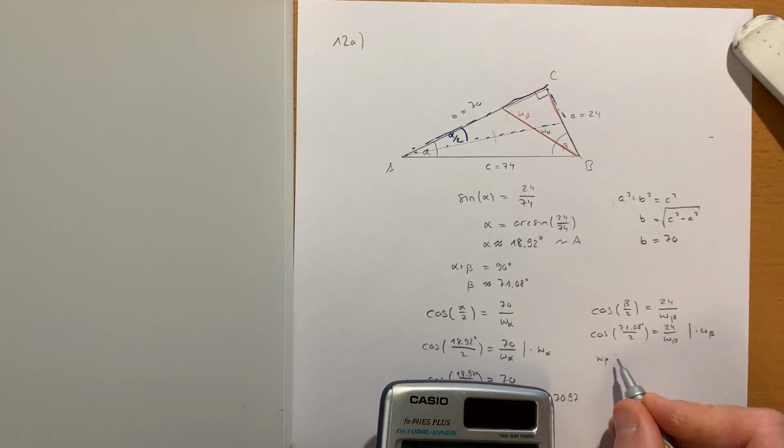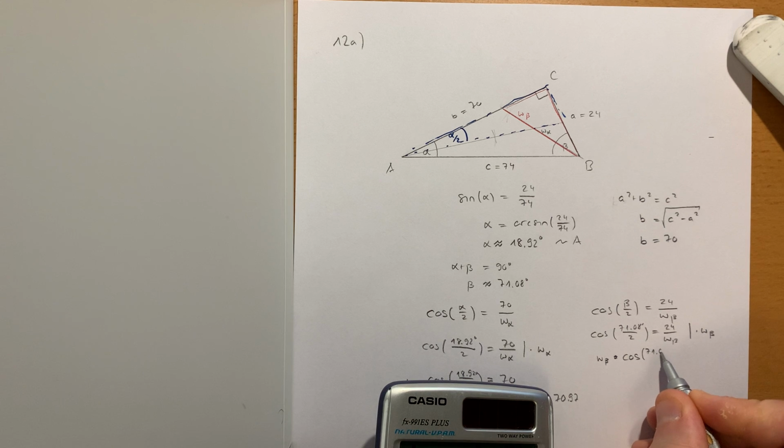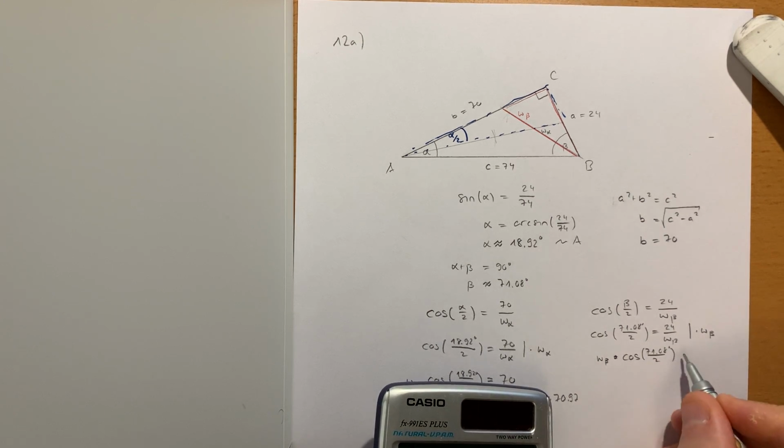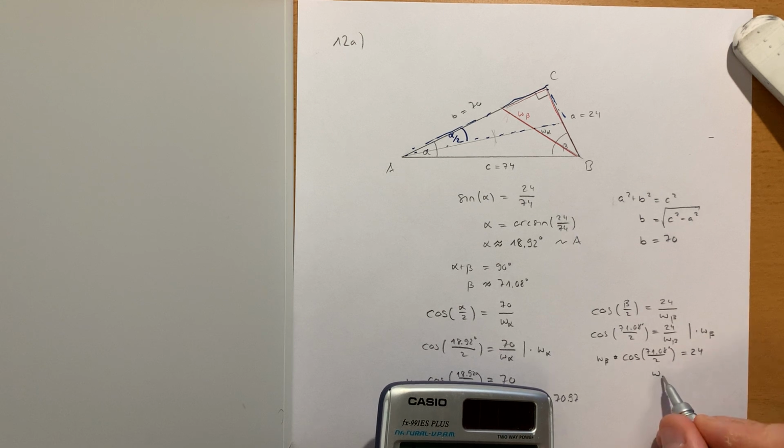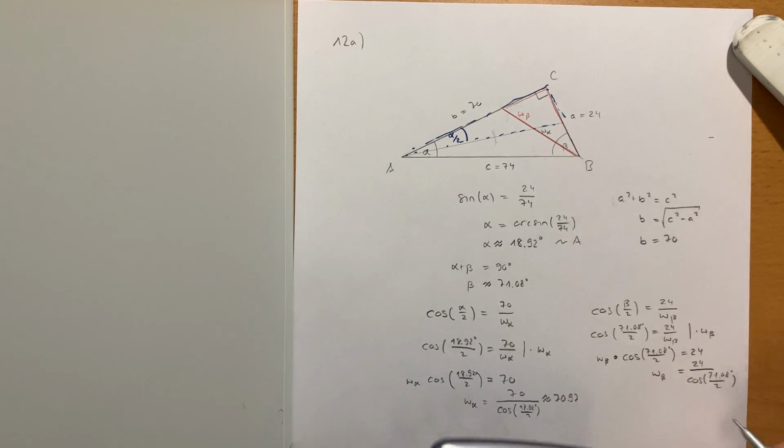So W beta times cosine of 71.08 degrees over 2 is equal to 24. Then you work out W beta: 24 divided by cosine of 71.08 degrees over 2. When you do this, you're going to get W beta approximately equal to 29.49 units of length.